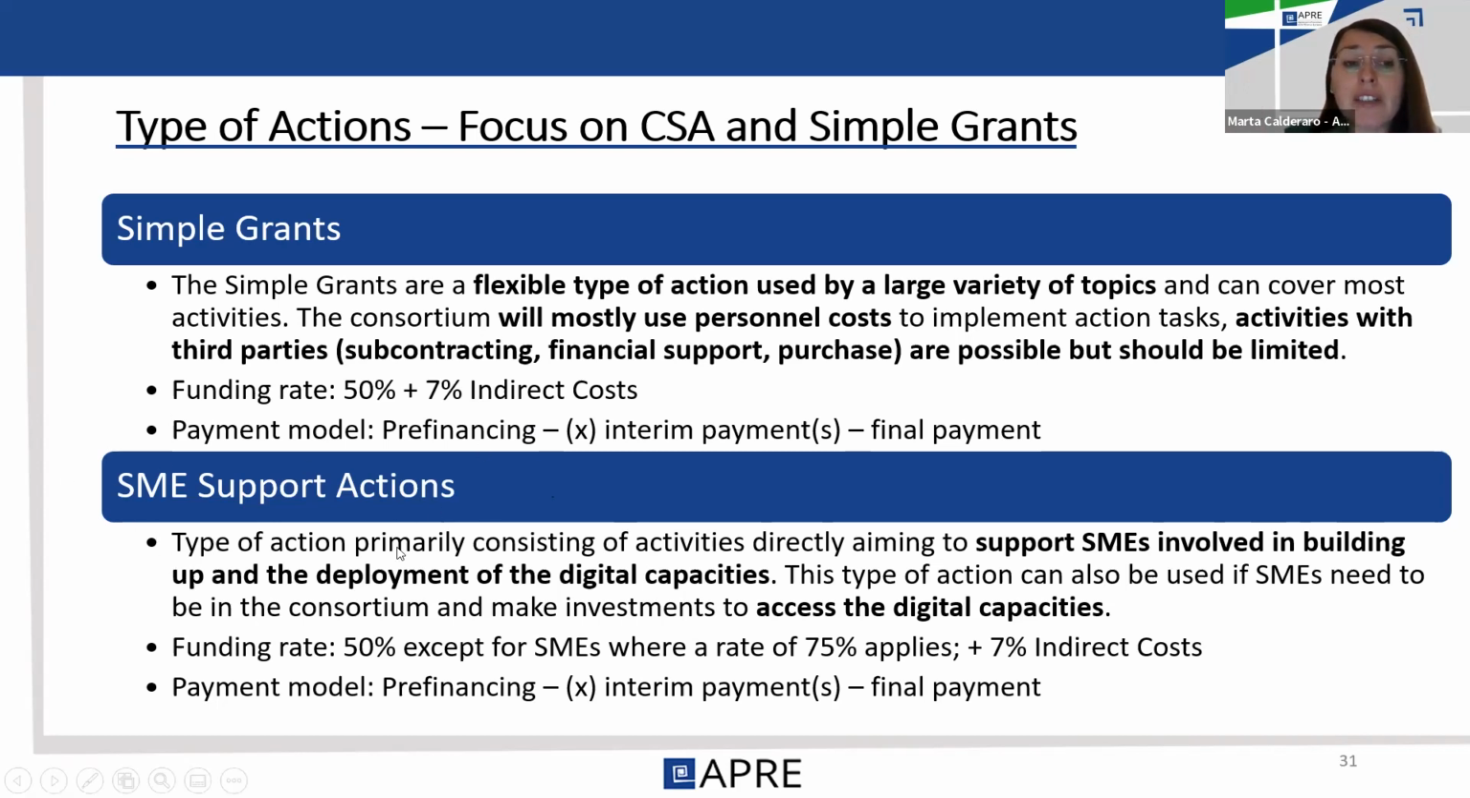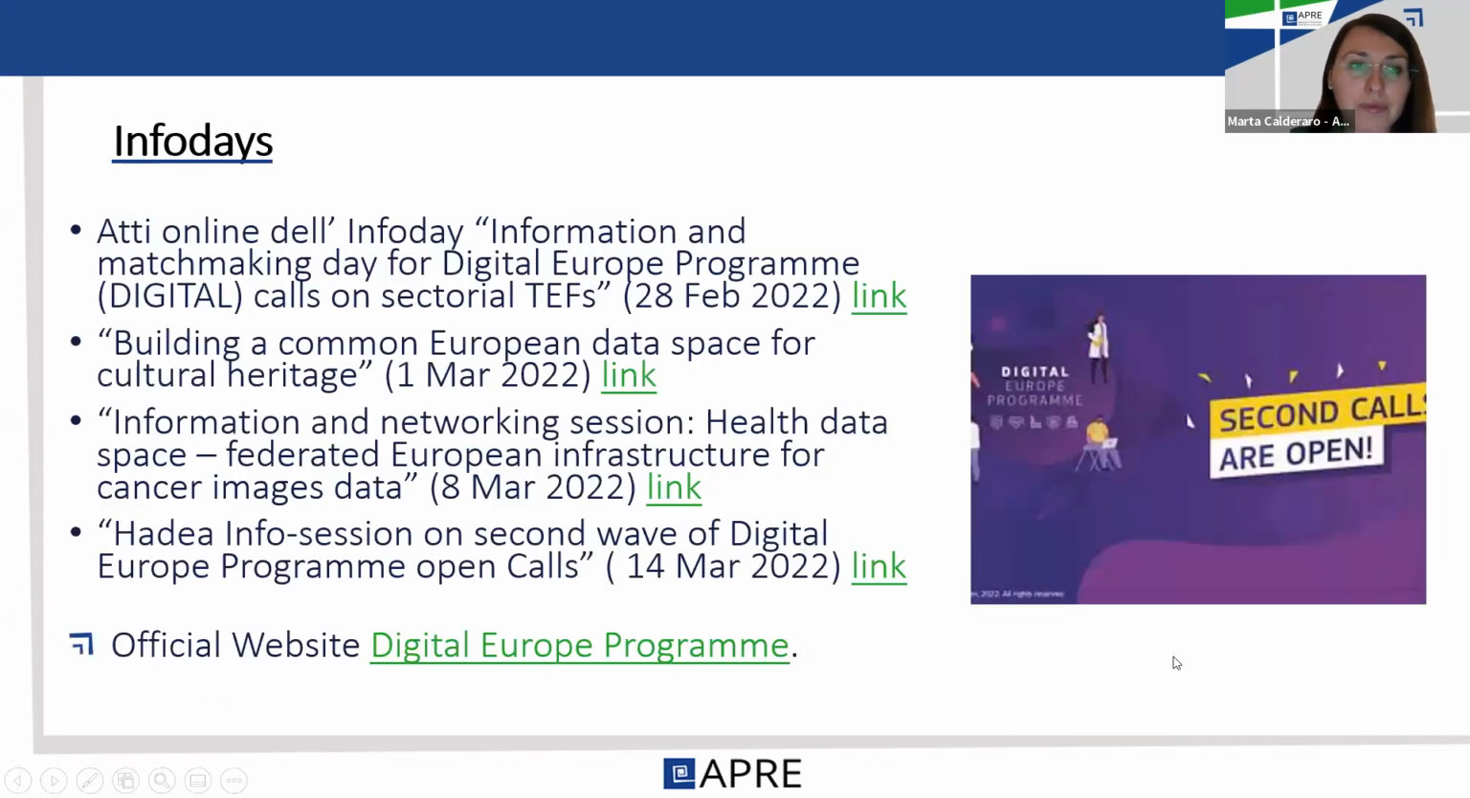And then there is a specific dedicated action to SMEs, the SME support action. Here we have activities that directly aim to support the SMEs in building up or deploying digital capacities, also by fostering access to digital capacity for themselves as well. And here the funding rate for SMEs is 70% that applies, plus the 7% for the calculation of the indirect cost.